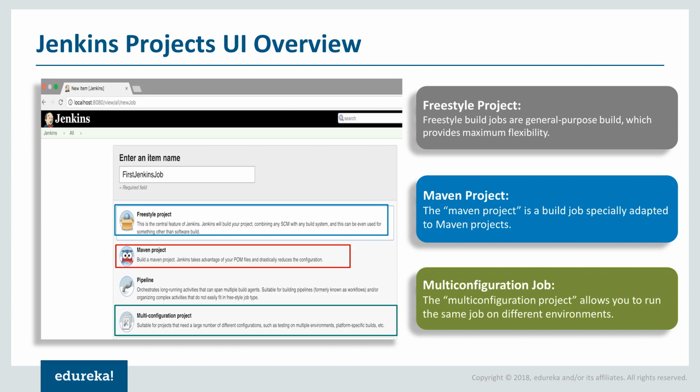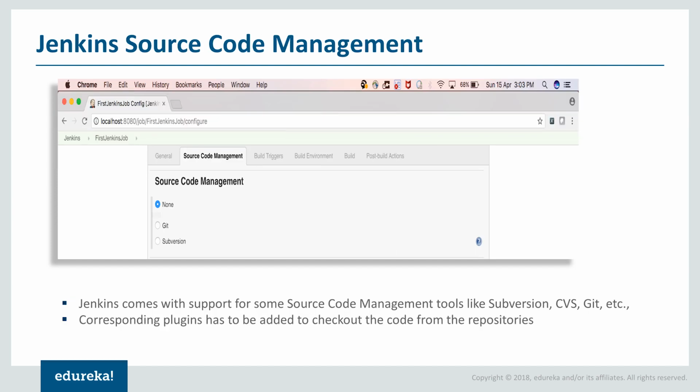Similarly, multi-configuration project or multi-configuration job basically allows you to run the same job on different environments if you have a specific need to do so. Jenkins helps you with this option. So once you are in the job, you have multiple tabs. If you see here, you have general, source code management, build triggers, build environment, post build actions and other things. We'll take a look at all of them one by one.